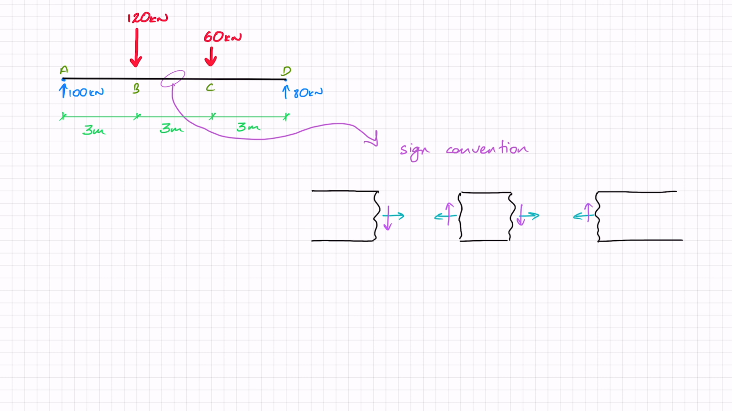And the last thing I have is my moment. Once again, I'm going to take a positive moment when I look from the left according to the right-hand rule, and then these follow on. So this will be the positive sign convention that I use in this exercise.